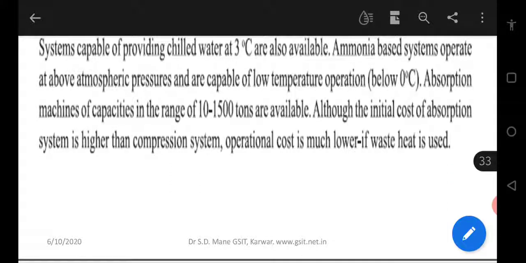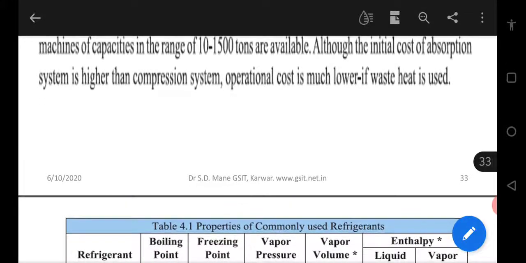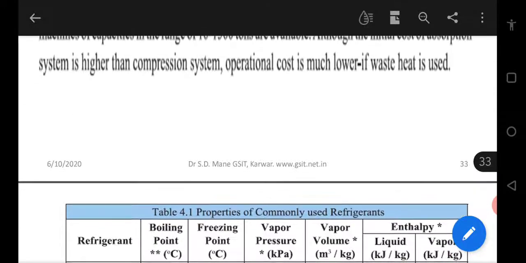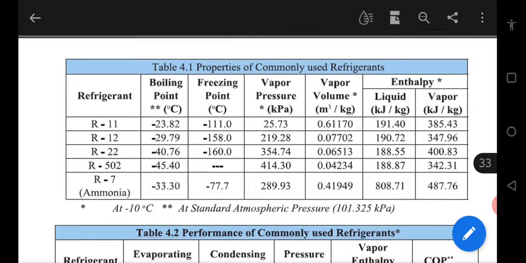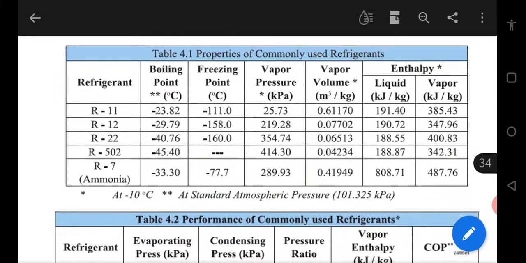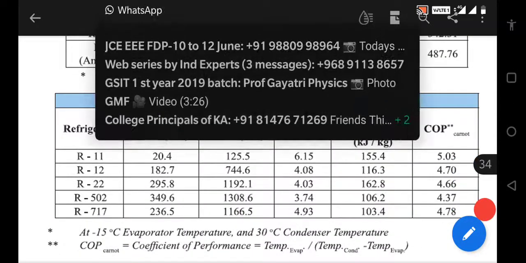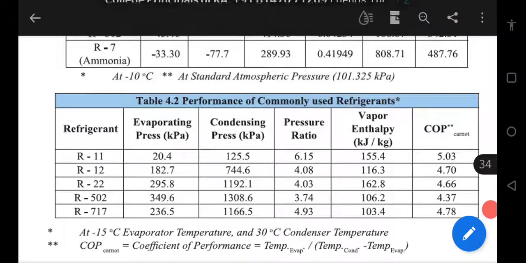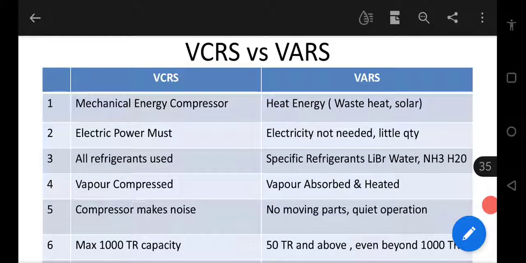So they are used for high ton capacity, like 10 ton and up to 1500 ton capacity machines are there. I think Thermax is one of the companies which manufactures this in India. And the operation cost is very low because it uses waste heat. Various refrigerants are used, R11, R12, these are all obsolete. R717 is ammonia.